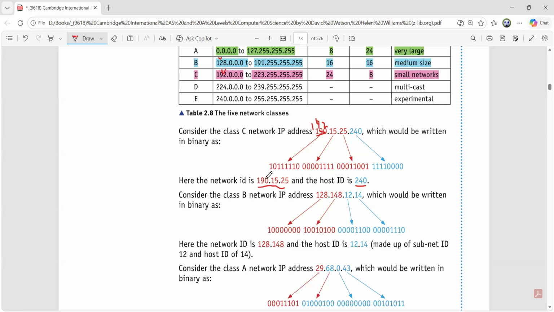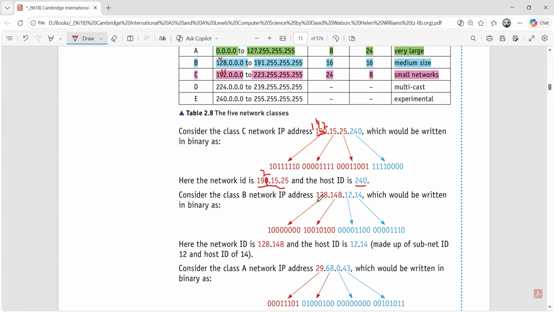Now let me make it 192. Okay, fine. So this is something that you should be very clear about, that this is denoting the host ID and the net ID. Just make a shortcut: NH. N is network ID and H is the host ID. So then you will remember clearly that network ID comes first and host ID comes later.